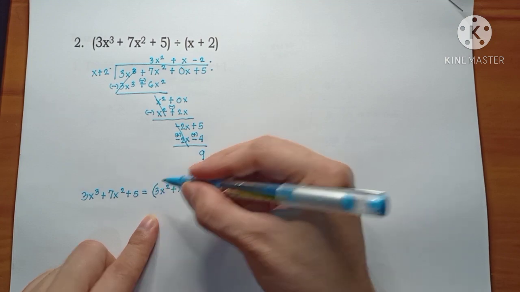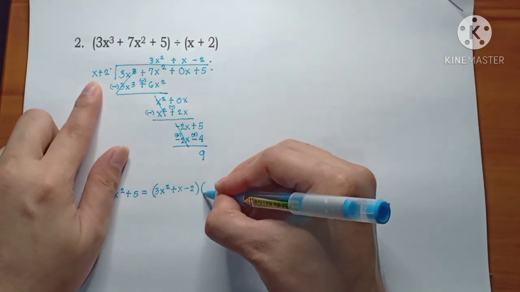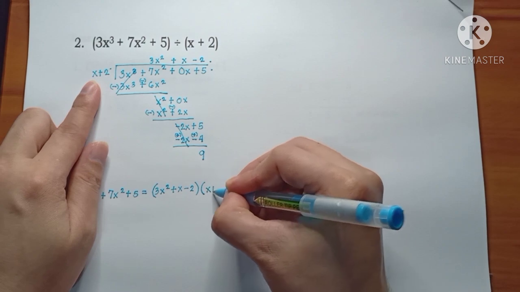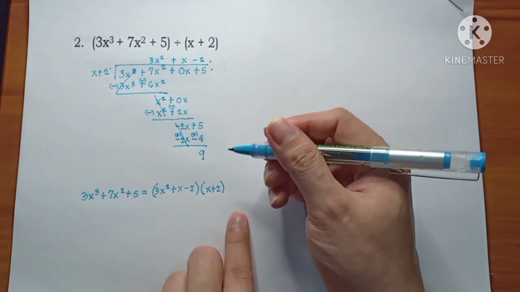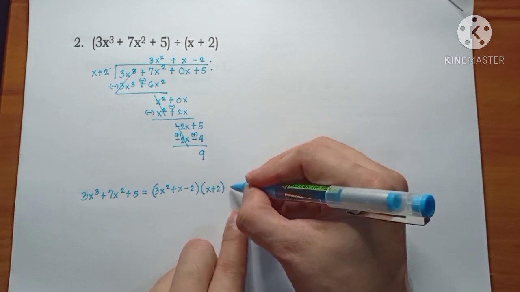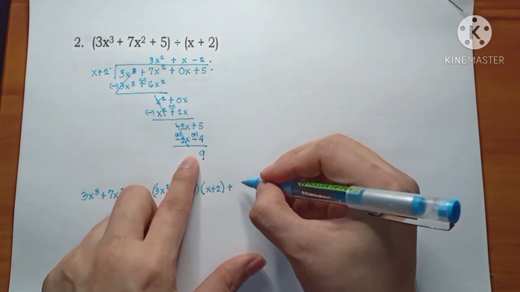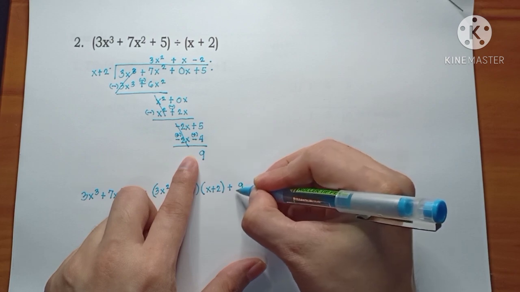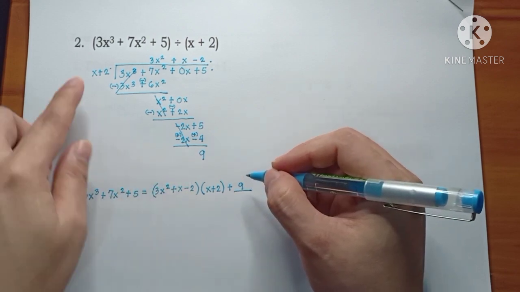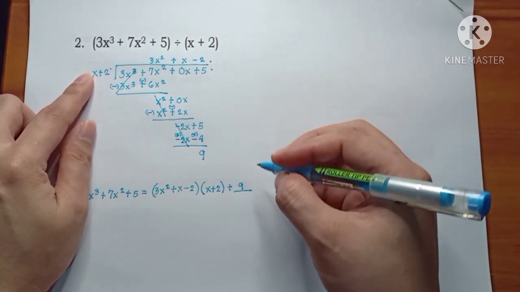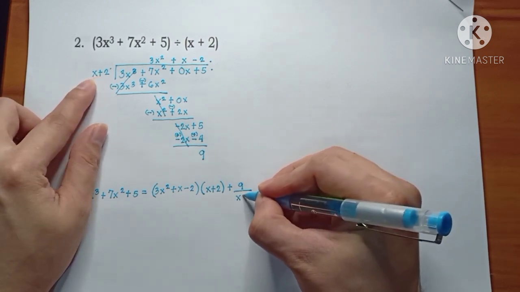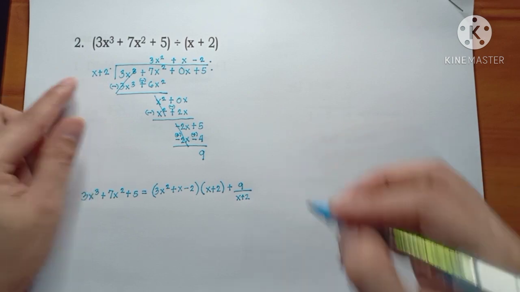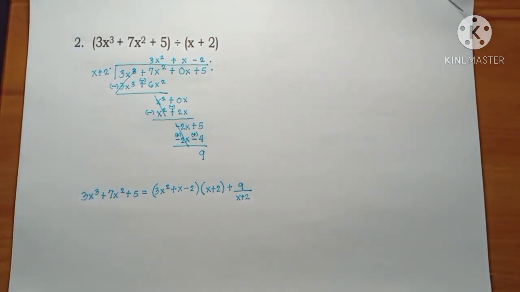times natin sa kanyang divisor. So, ang divisor natin is x plus 2. And then, saka natin ipa-plus ang kanyang remainder. So, plus 9. And then, ilalagay natin ang kanyang denominator na x plus 2 kasi yan ang ating divisor. So, x plus 2. So, yan ang ating answer. So, yan ang kanyang division algorithm na tinatawag.